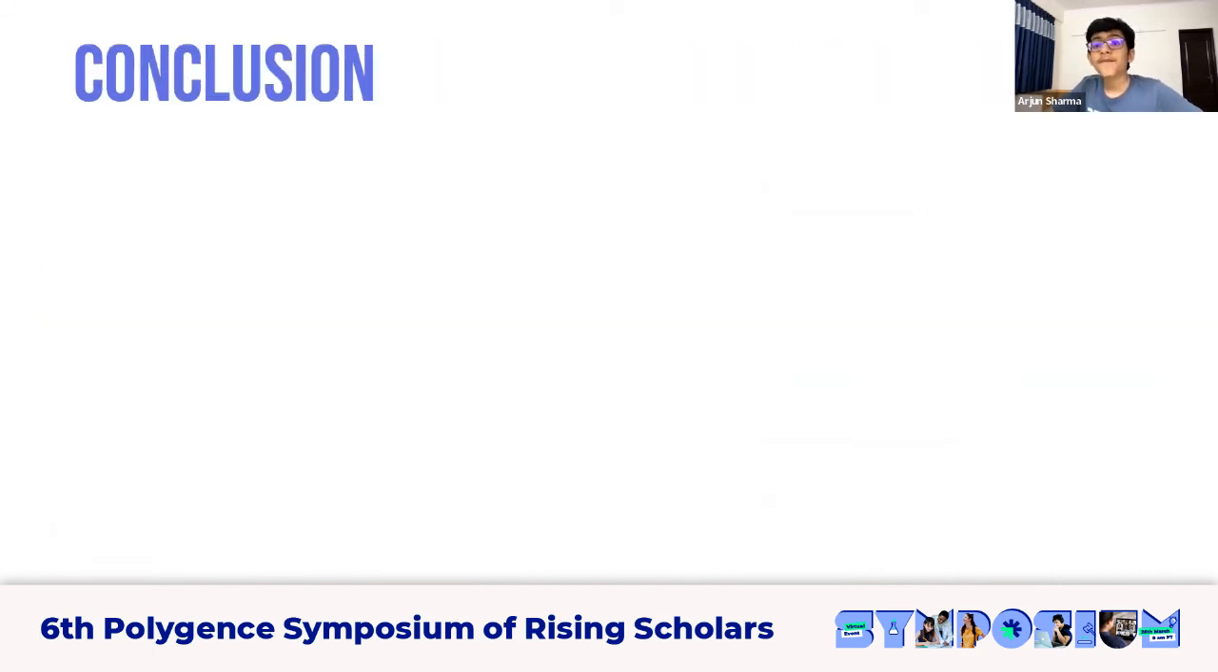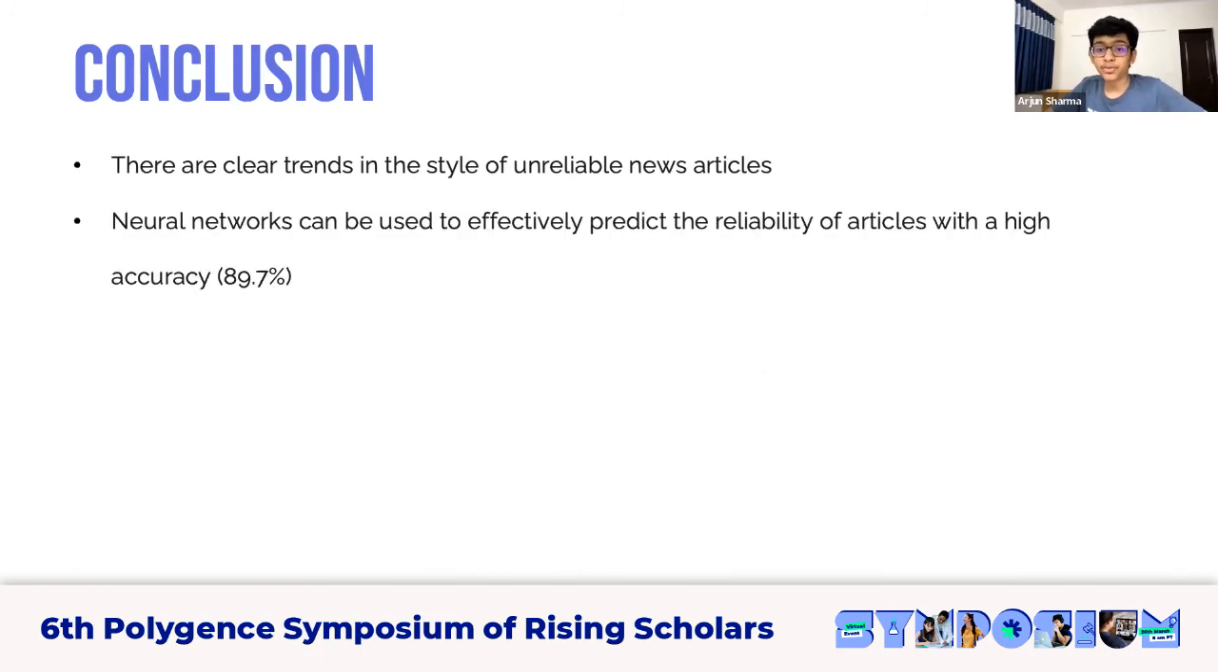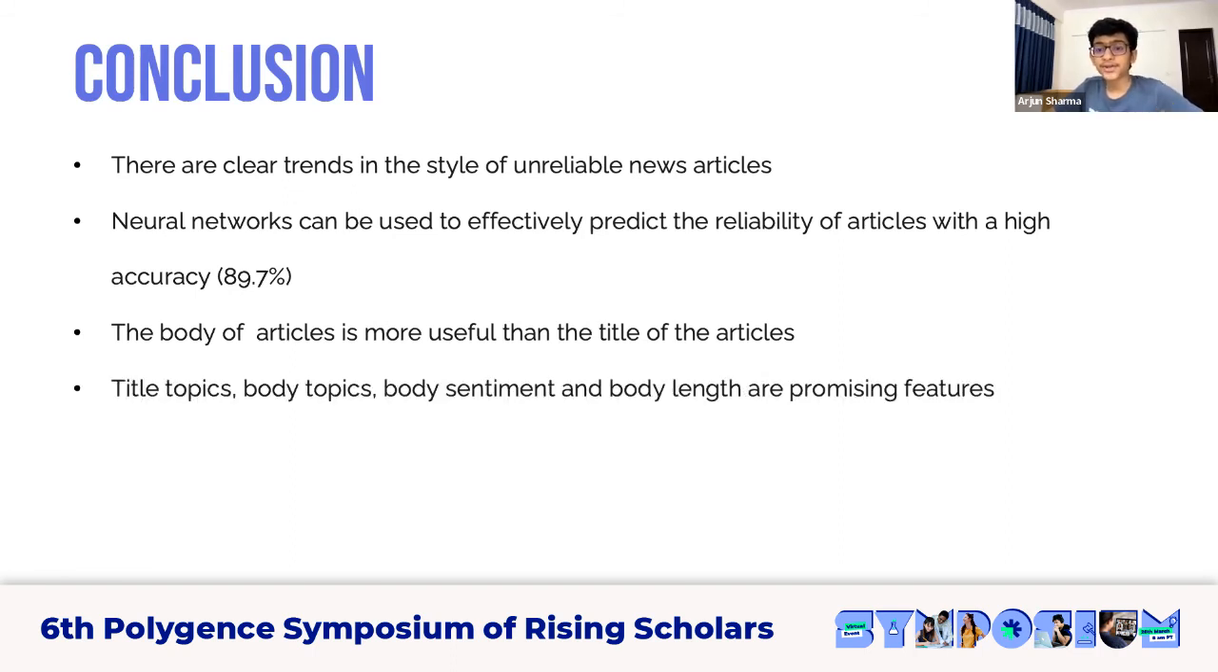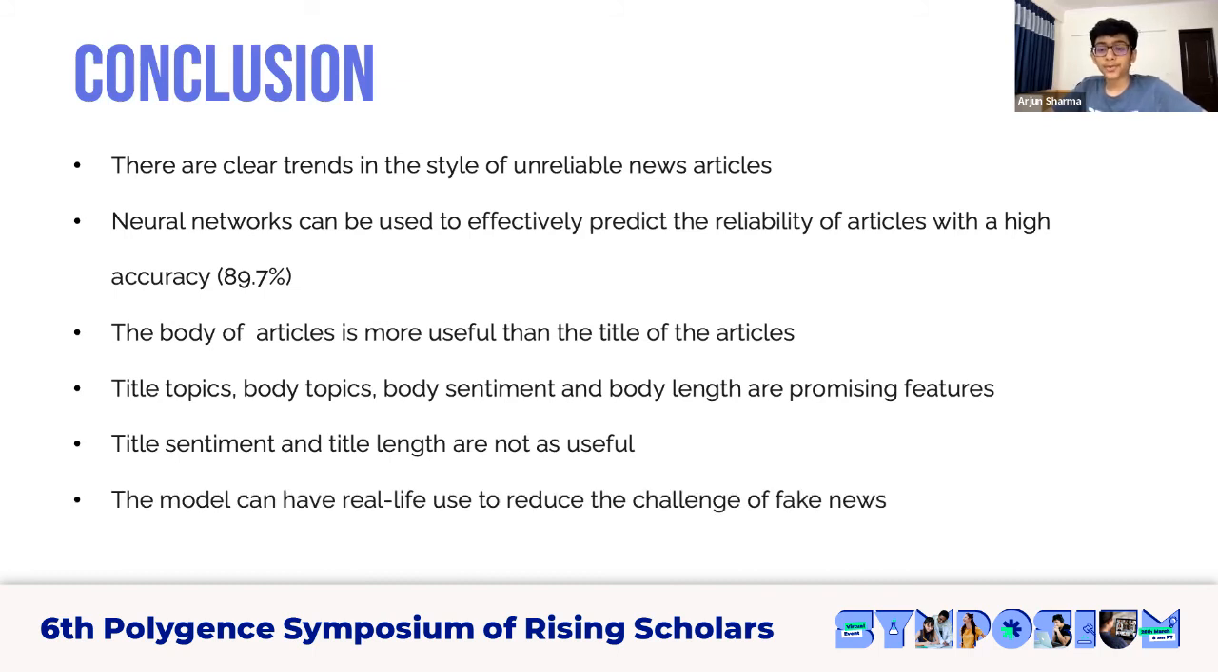To conclude, there are clear trends in the style of unreliable news articles. Neural networks can be used to identify unreliable articles using these trends with a high accuracy of up to 89.7%. The body of articles is more important for this problem than the titles, and features such as title topics, body length, and body sentiment are valuable, while other features such as title sentiment and title length do not appear to be as useful.